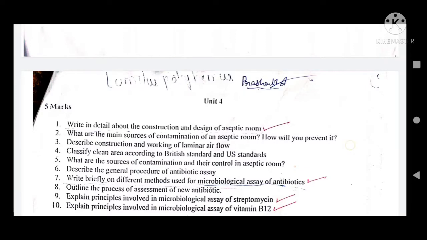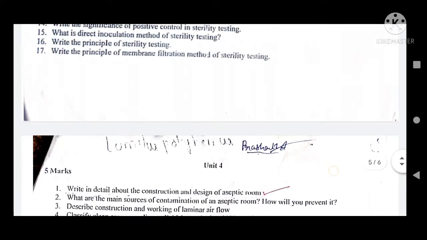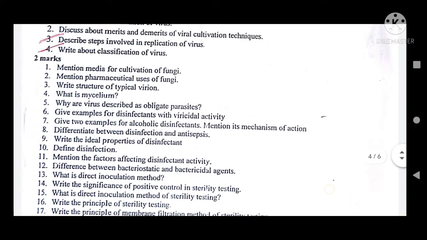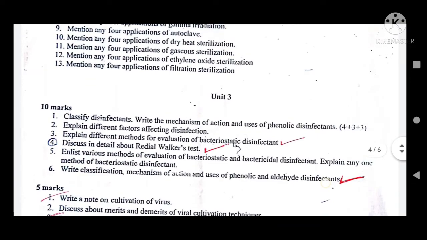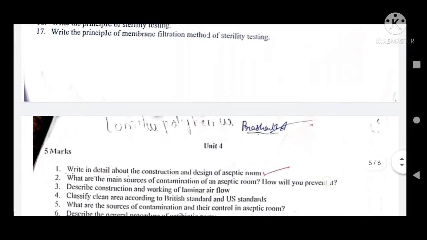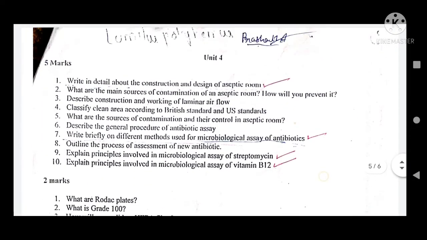Today in this lecture we will discuss the Unit 4 very important questions. My dear brothers and sisters, as usual, yesterday in the previous class we discussed Unit 3. Okay, now let's discuss Unit 4.